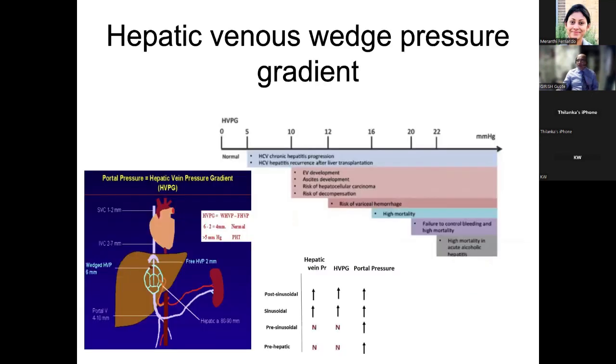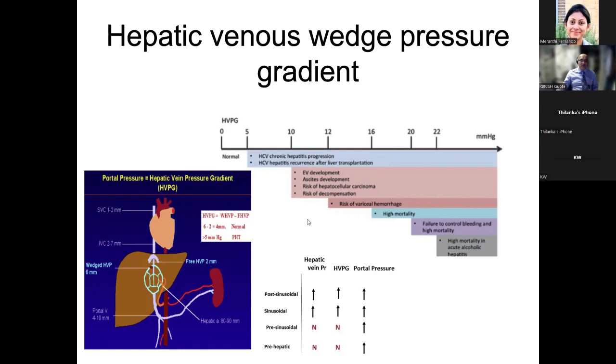So what about hepatic venous wedge pressure gradient? Because hepatic venous wedge pressure gradient indirectly tells you what the pressure is within the portal system, within the liver. And depending on the level of the hepatic venous wedge pressure, you can postulate about the risks of variceal hemorrhage, the mortality, the failure to control bleeding, but it is an invasive technique.